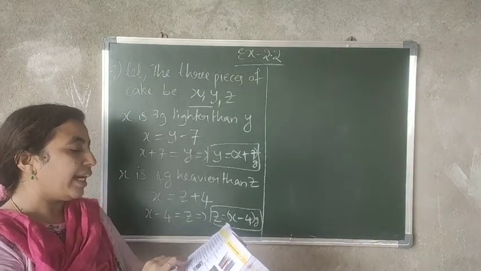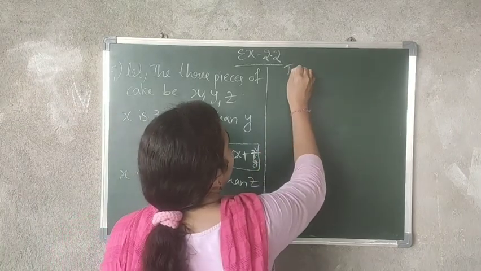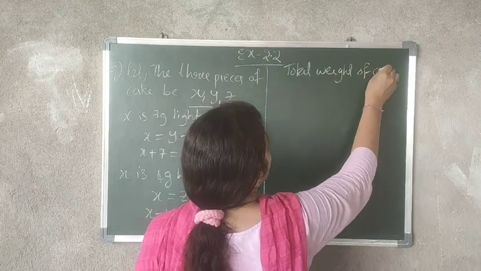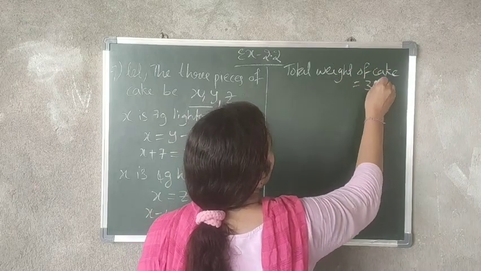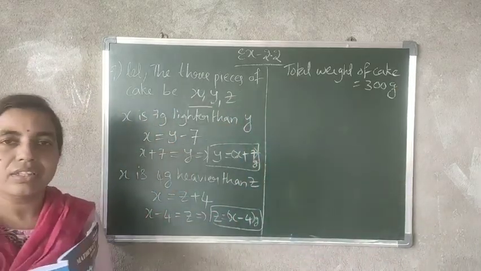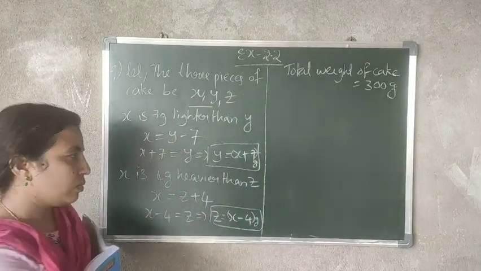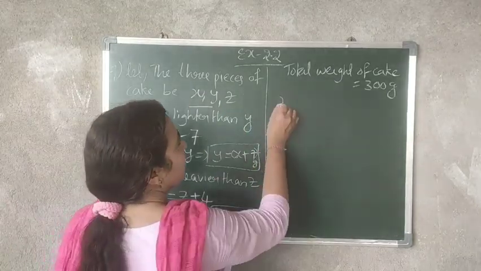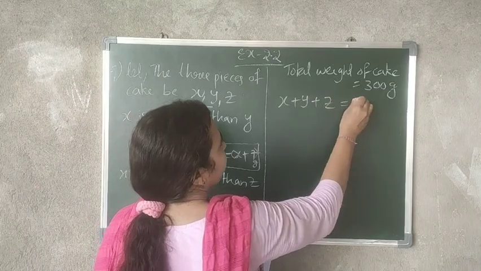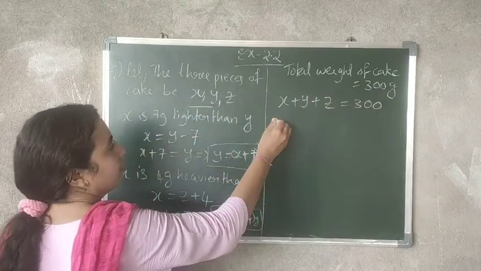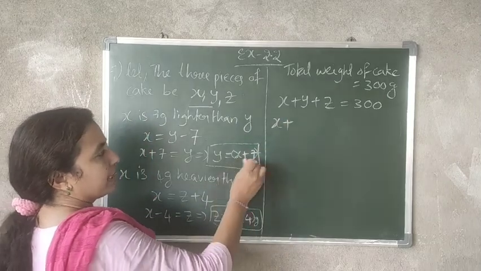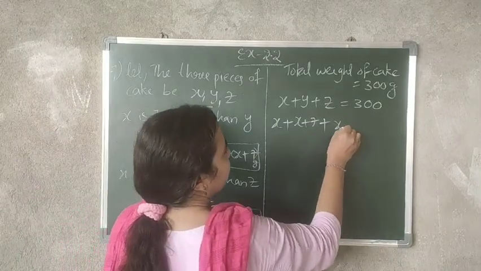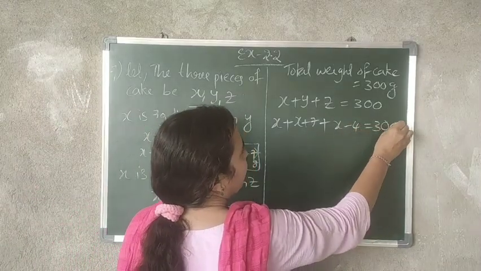Now, the whole cake weighed 300 grams, total weight of cake. Total weight of cake is 300 grams. So, how will you get total weight? By adding all the 3 pieces. x plus y plus z is equal to 300. But the first piece is x. y in terms of x is x plus 7. And z in terms of x is x minus 4. That is equal to 300.